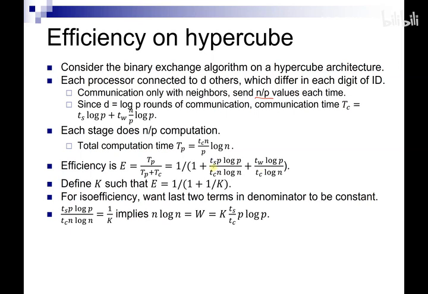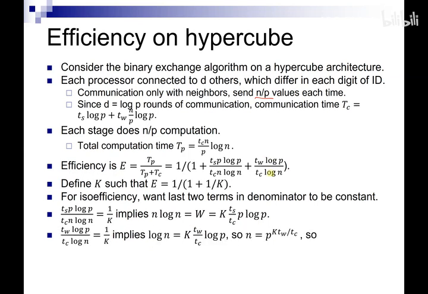Suppose you want the first term over here to stay the same, equal to 1 divided by k. This 1 divided by k is supposed to capture these two terms. If you want this first part to equal 1 divided by k, you do some algebra, and you see that n log n is proportional to p log p times this additional factor over here. This shows you that as p increases, you need n to also increase in order for these two things to stay equal.